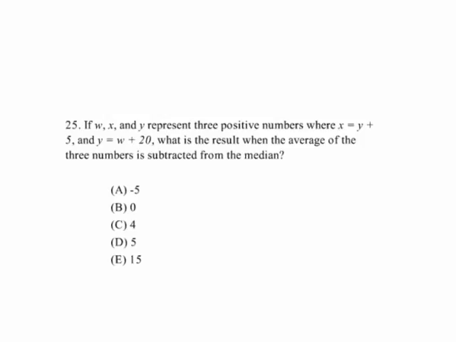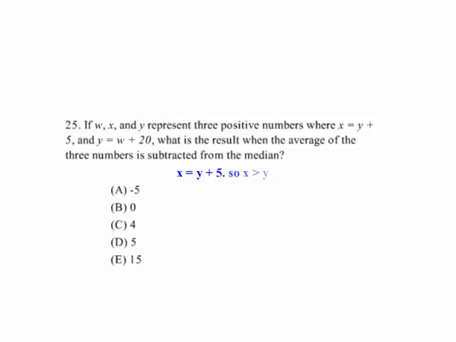This is a pretty convoluted problem, and yet it's not that hard to do. We've got to get the numbers out of the words so that it makes sense. It says x, y, and w represent three positive integers where x equals y plus 5 and y equals w plus 20. What's the result when the average of these numbers is subtracted from the median? Okay, let's look at this. We've got to find out which one is the median.